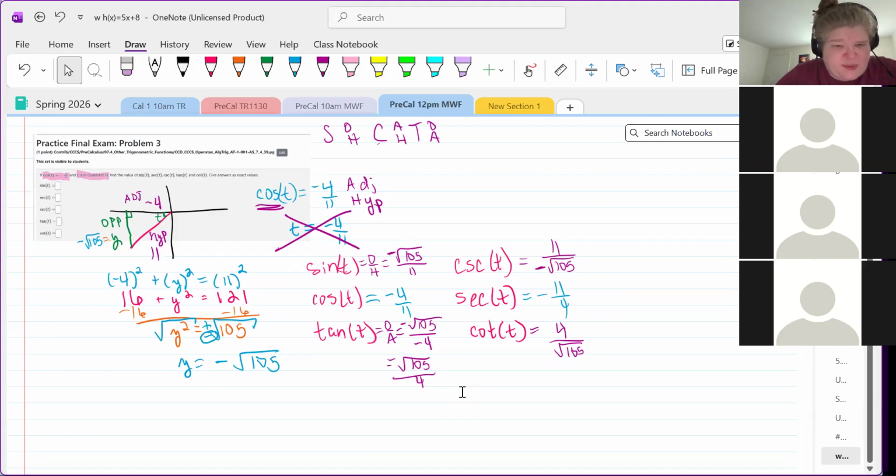So not my best explanation. I kept forgetting the negatives everywhere there.